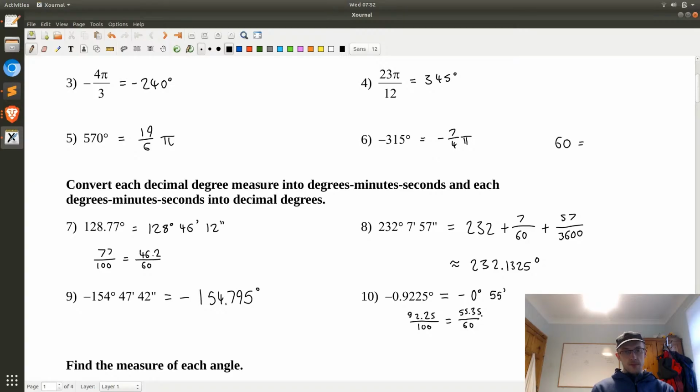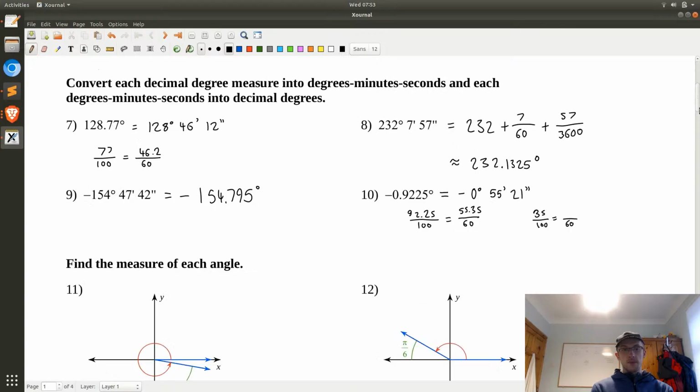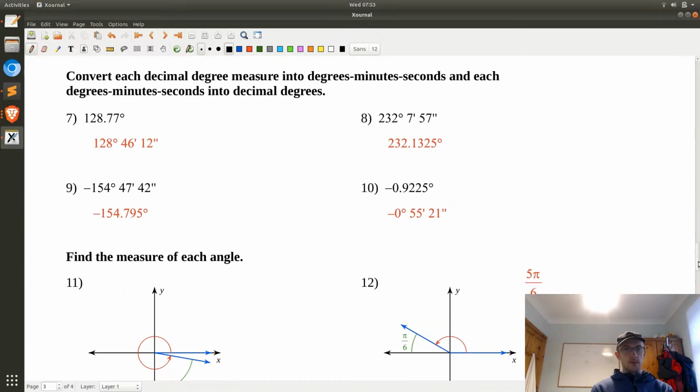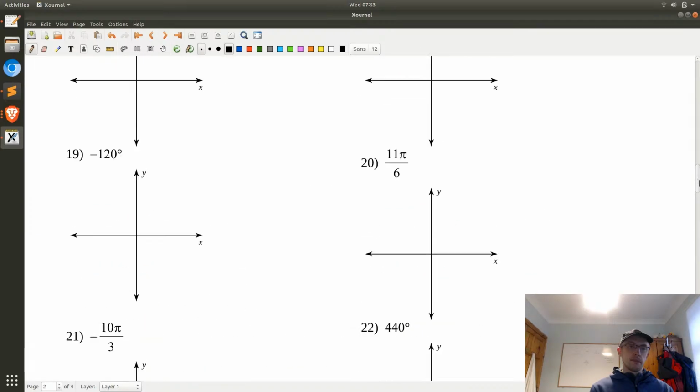So 35 over 100 equals whatever over 60. So you have to do 60 times 35 and then divide all of that by 100, and that's 21. So I believe that it is negative 0 degrees, 55 minutes, and 21 seconds. Correct.